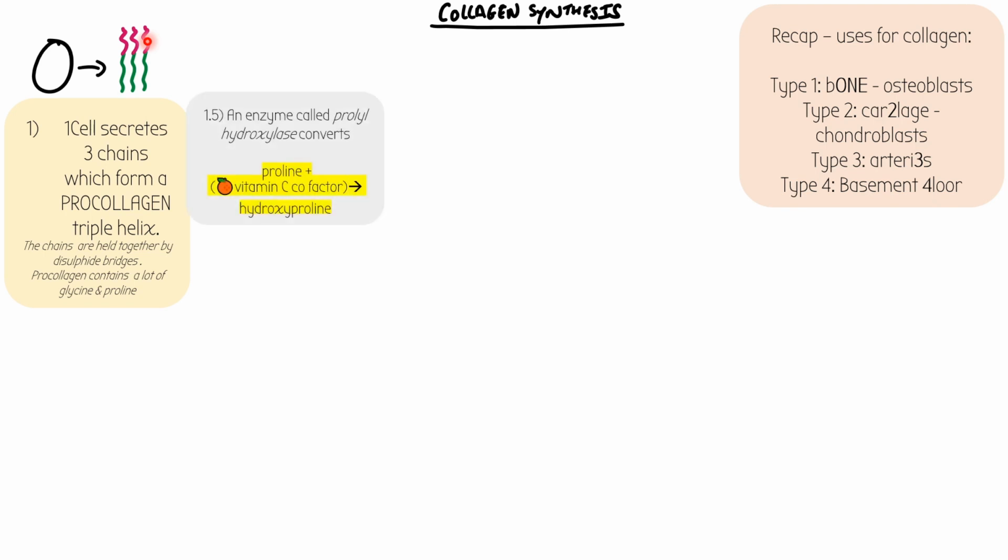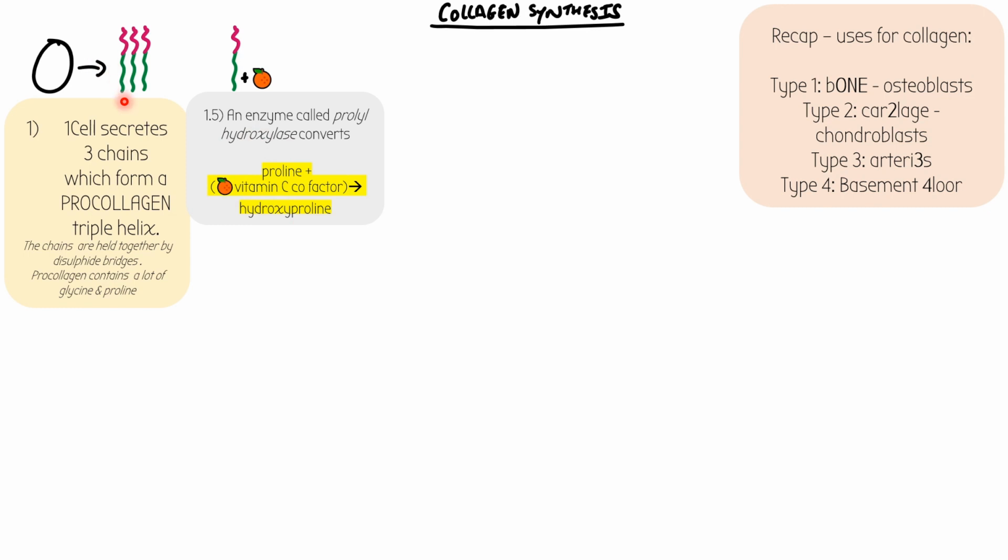Okay, now step 1.5. It's not actually called 1.5, so don't quote that it's called 1.5, but it happens between 1 and 2, so I just called it 1.5. Okay, so there's an enzyme called prolyl hydroxylase. Now what it's going to do is it's going to react with vitamin C and convert the proline in these chains into hydroxyproline. So it's going to add an OH group.